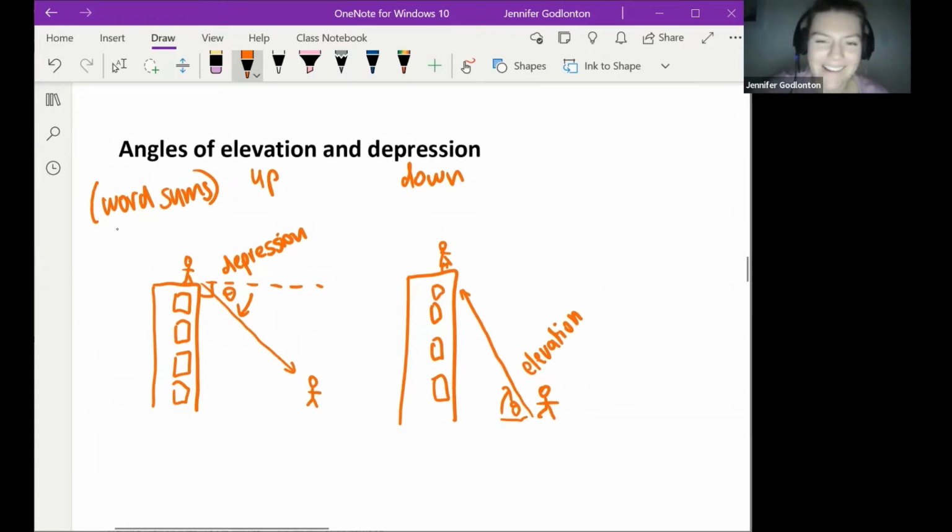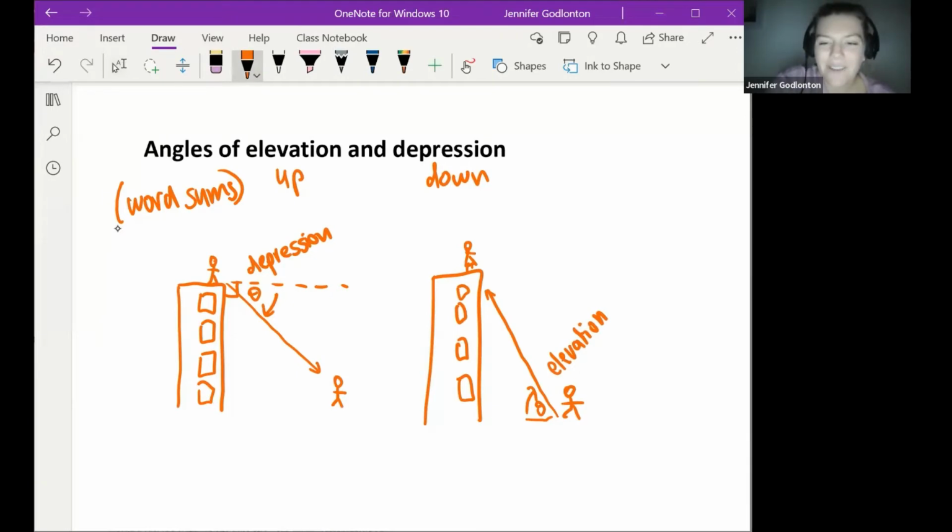Absolutely. So if we're dealing with elevation, we're looking at a base level and going up, and if we're looking at depression, we're looking at a top level and going down. Those are the two main things to take from this. In the story sums that we're going to go through today, there isn't always a picture involved. Sometimes they can be mean and not give you a picture, but for the most part, they will give you a picture. But it's really important that we start understanding what the words are saying in the question.